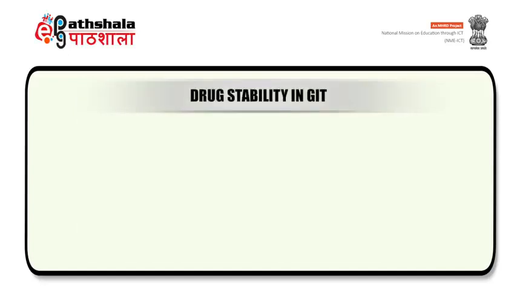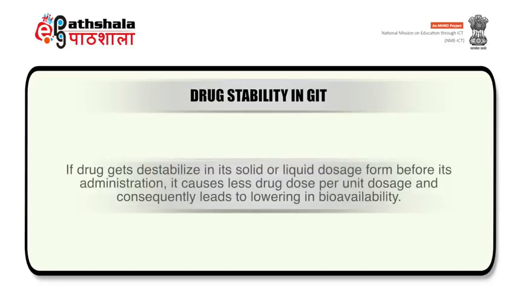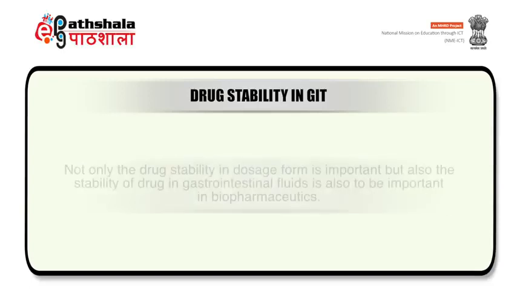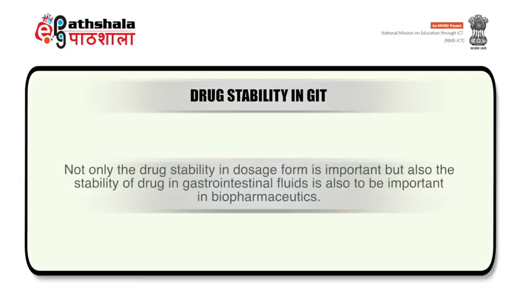Drug stability in gastrointestinal tract. A drug should be stable in its dosage form for its better physiological availability. In case the drug gets destabilized in its solid or liquid dosage form before its administration, it causes less drug dose per unit dosage and consequently leads to lowered bioavailability. Not only the drug stability in the dosage form is important, but also the stability of the drug in the gastrointestinal fluids is also important.